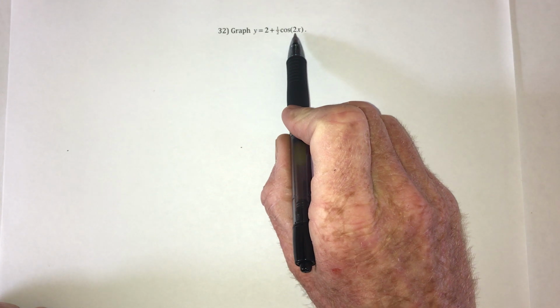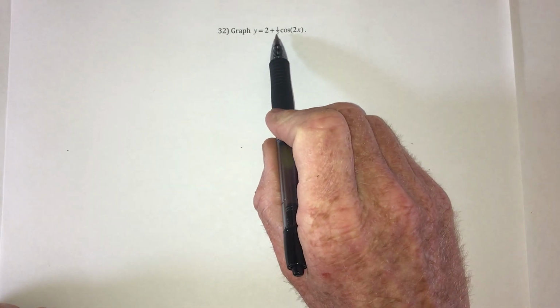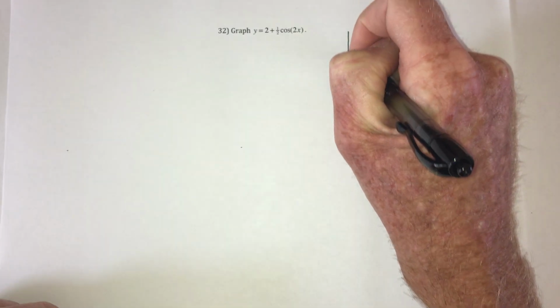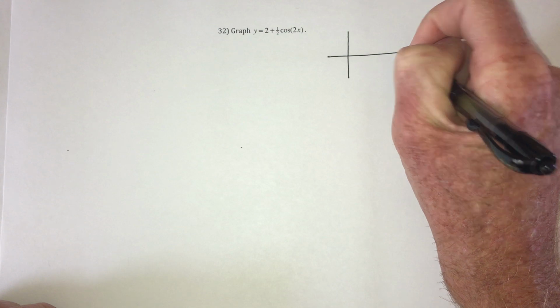Okay, now we get into the more interesting graphs. How does this 2 affect the graph? How does this half affect the graph? And how does this plus 2 affect the graph? Well, I'll tell you. So to begin with, think about the graph of cosine.